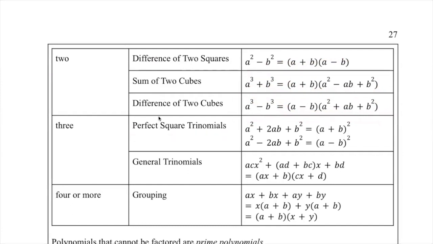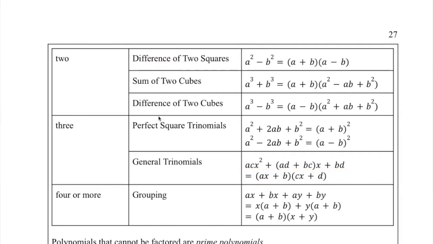So if you have a² + 2ab + b², that is (a + b)². Again, you can try to expand this and you'll see how to get that. If it is a² - 2ab + b², you can write that as (a - b)². For general trinomials, you can factor it in the format of this. I'll explain how to do that soon.